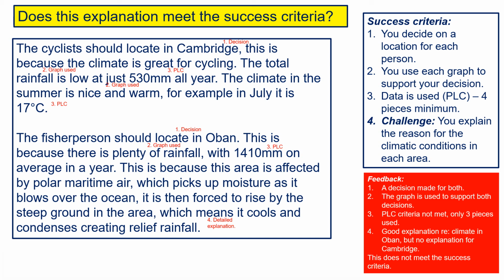PLC criteria is not met. Only 3 pieces of data is used, where it says here a minimum of 4. There is a good explanation about the climate in Oban, but no explanation for Cambridge. So overall, this does not meet the success criteria, which is a shame because this paragraph is fantastic. So really pay attention to what you are writing and make sure that for each person you are following the 4 success criteria.